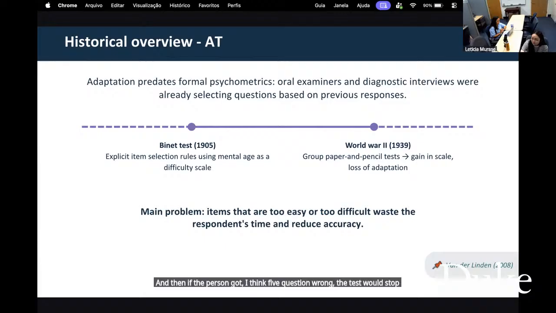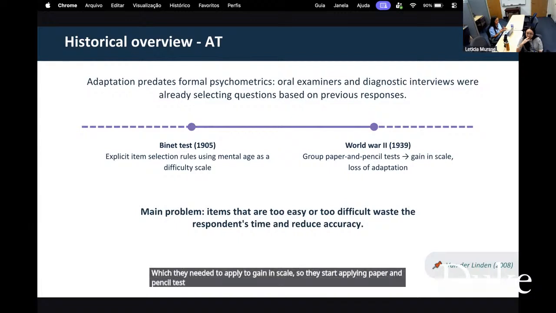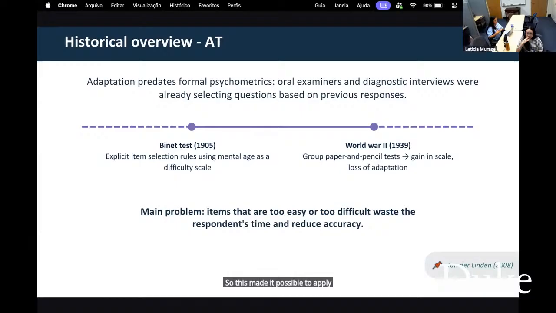The main problem, so going along, shortly after that came World War II, when they needed to apply tests at large scale. So they started applying paper and pencil tests in groups. This made it possible to apply a test to a large population, but we lost this adaptation process, which would have to be a one-on-one test.